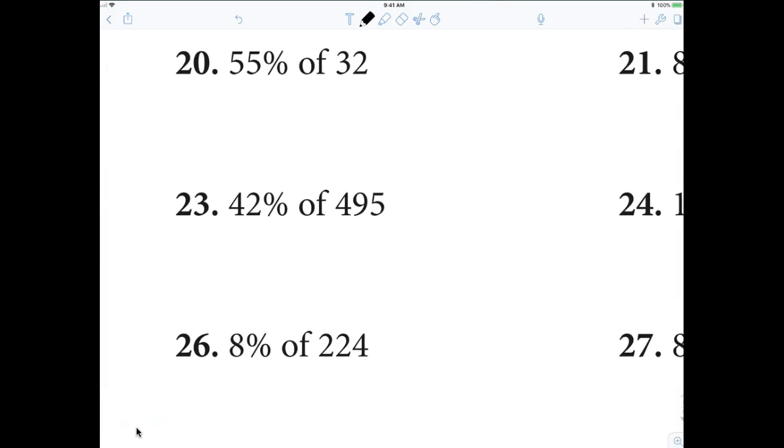Now, 55% is pretty close to 50%. Could we use 60%? Yes, but I'd rather use 50%, because then I know I just have to take half. Right? What's half of 32? 16. Now, if you wanted to, you could change 32 to 30, but you should be able to take 32 and divide it by 2 pretty quickly. Does everybody understand now how I'm estimating? I'm changing the percentages to things that I know are true.